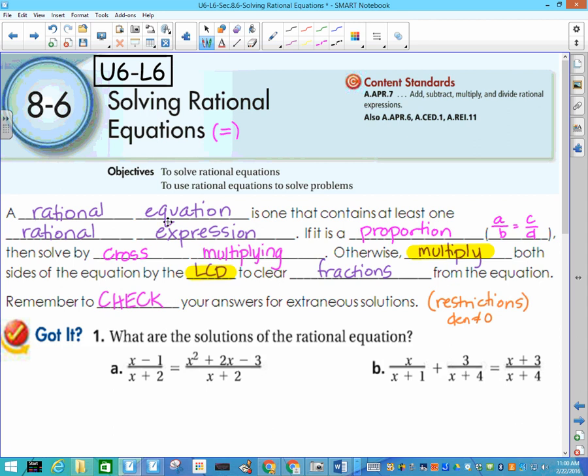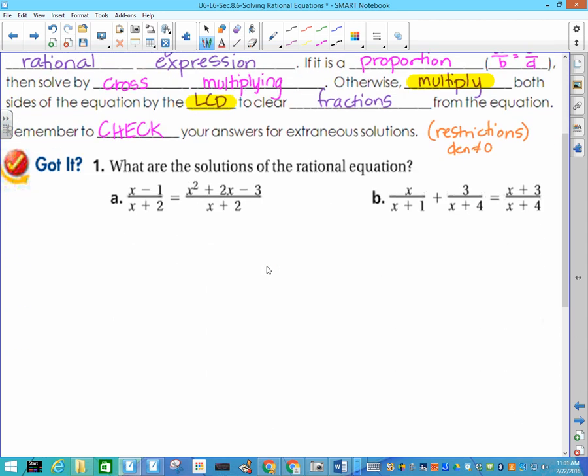We have, what are the solutions of the rational equation. So here is one, and this happens to be a proportion. So yes, you can cross multiply, but I know that you don't want to multiply this binomial times that trinomial. Okay, but sometimes they're not so messy. But since it is, we're going to go ahead and multiply both sides by the LCD. Actually, I'll write it like this.